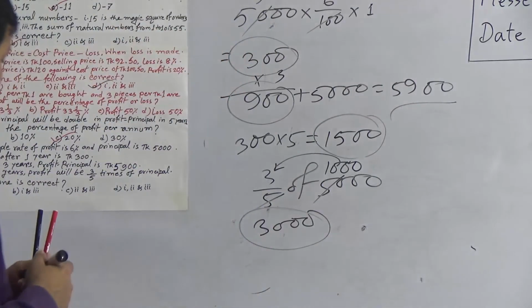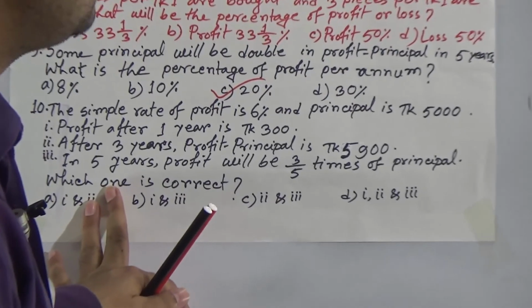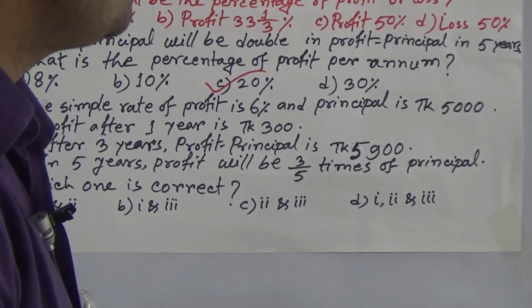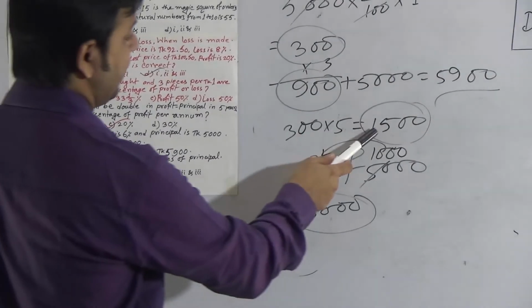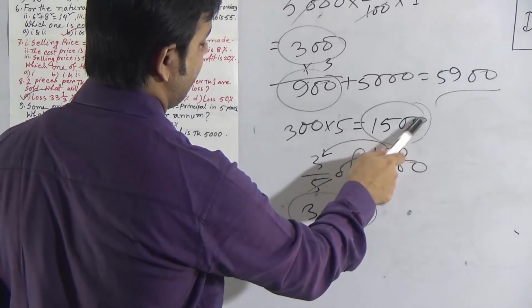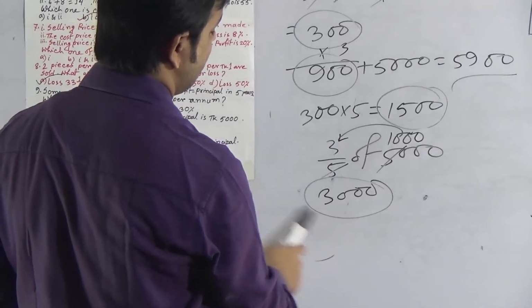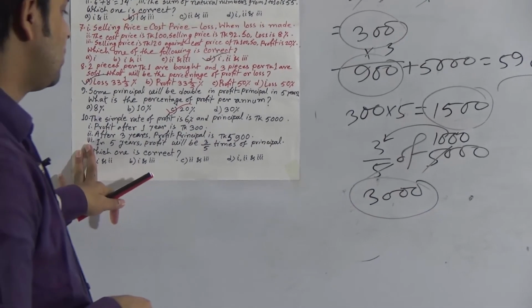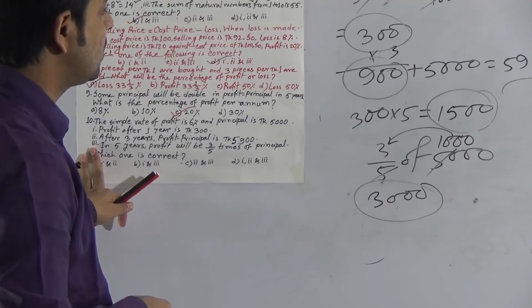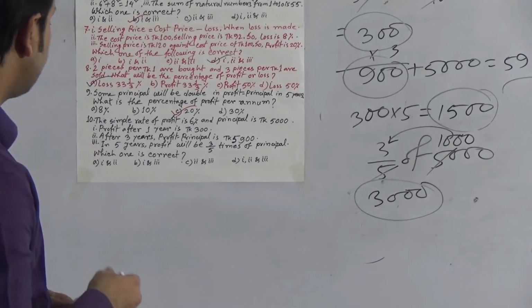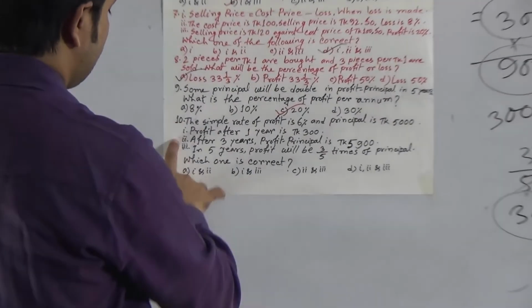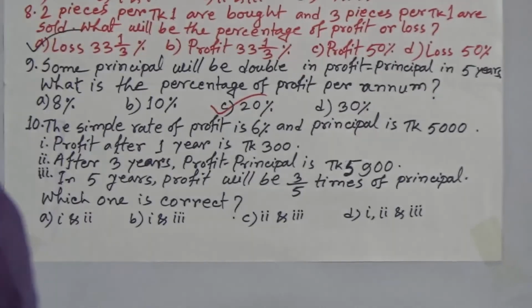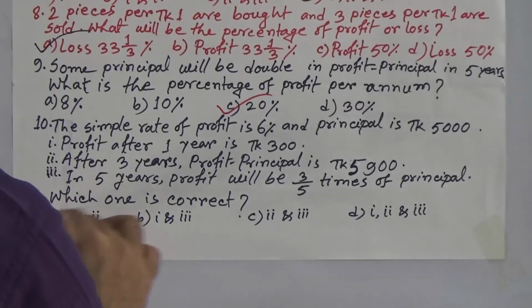So we can say after 5 years, what will be the profit? Here I have obtained 1,500, but in this case we obtained 3,000. So we can say our third one is not correct. Third one is not correct. So we can say our answer is, as 1 and 2 are correct, first one will be the answer. First one will be the answer.